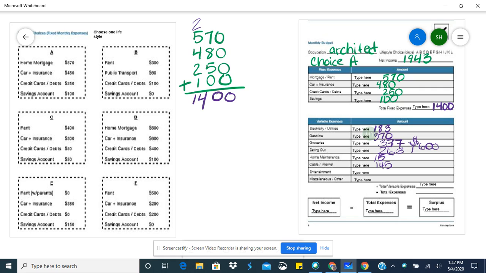Then you have entertainment. How much are you spending when you go out? Are you going to the movies? Are you going to baseball games? Whatever you choose to do on your free time. So I put about $200 for that. And remember, this is a month.